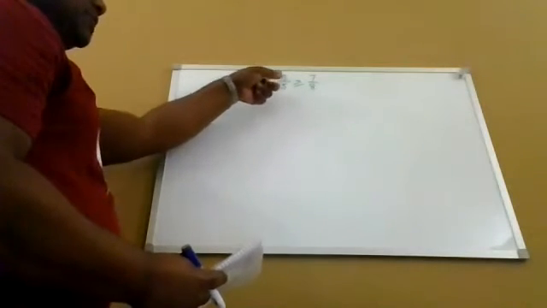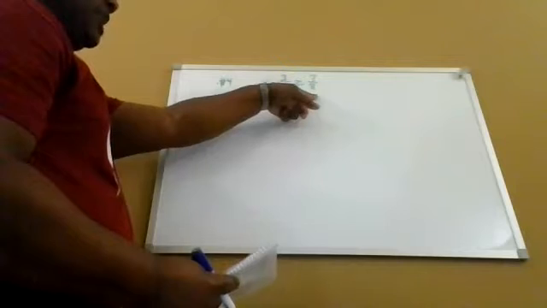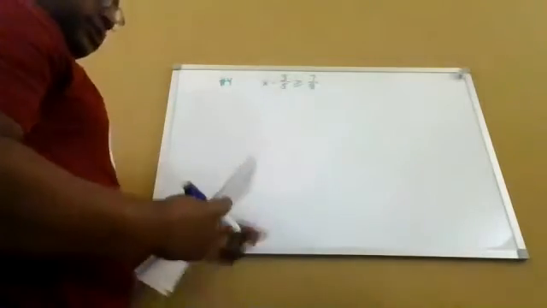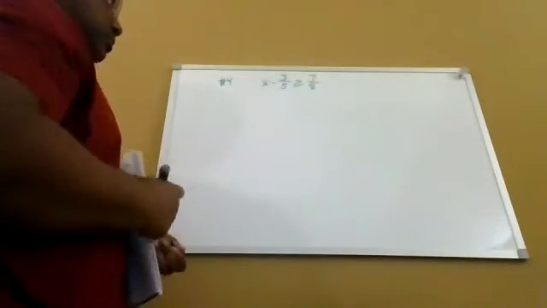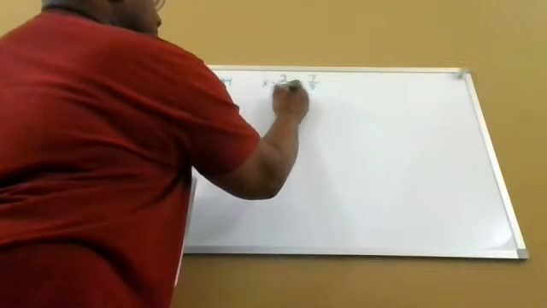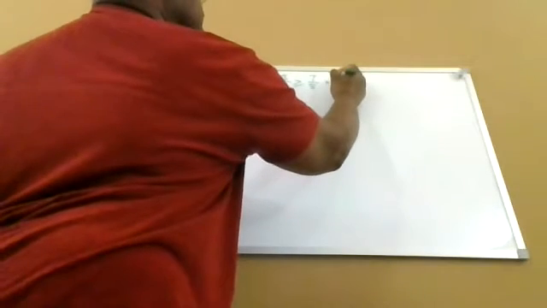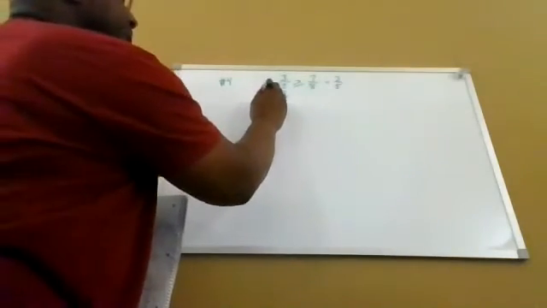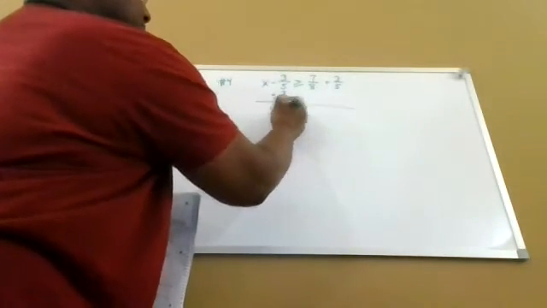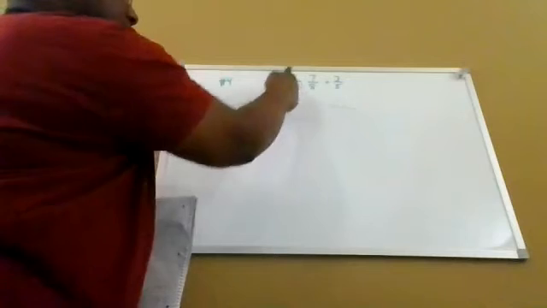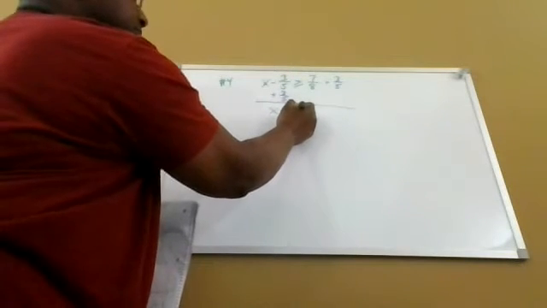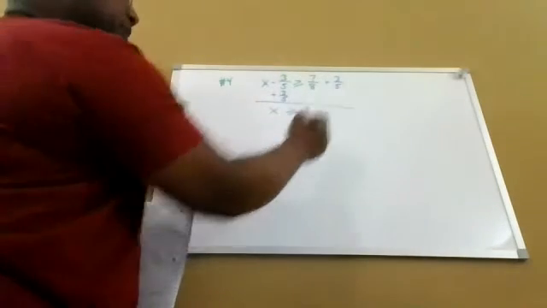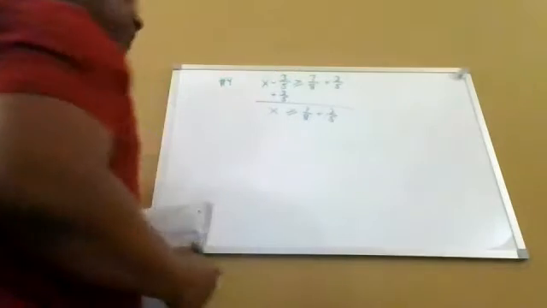So we have x minus 3/5 is greater than or equal to 7/8. So to get x by itself, we're going to add 3/5 to both sides. And now we're going to simplify. On the left-hand side, I have just x. I bring down my greater than or equal to, and I bring down 7/8, and then plus 3/5.